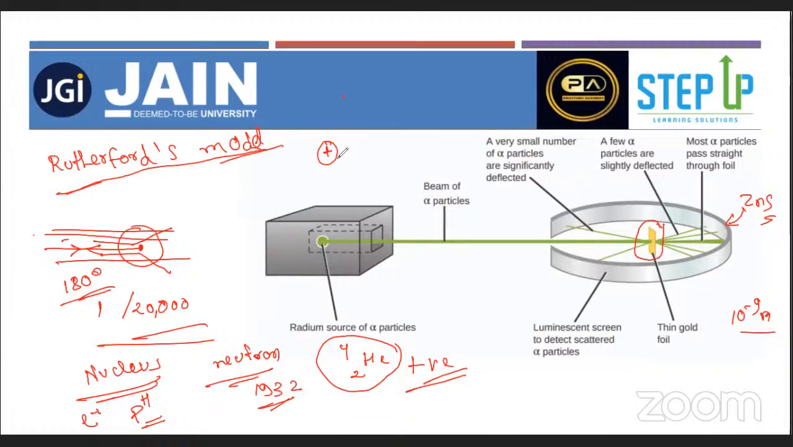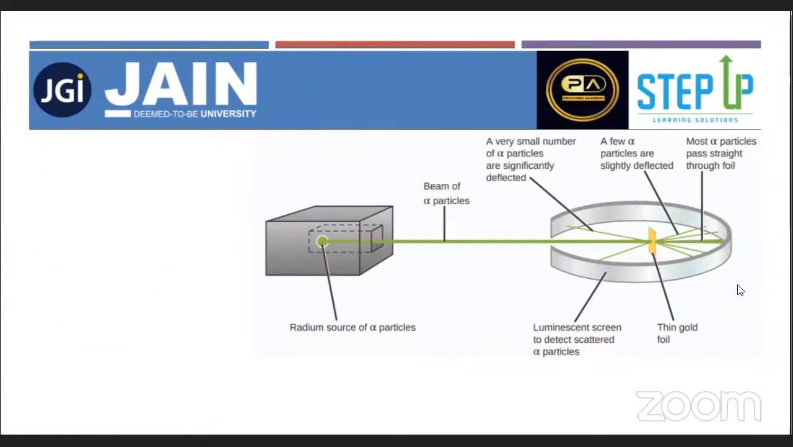So in 1932, that was the discovery of the neutron. For you, the important part is the cathode rays experiment and the Rutherford model. So the Rutherford model, they did this. That was its observation. Further, we have the conclusion.